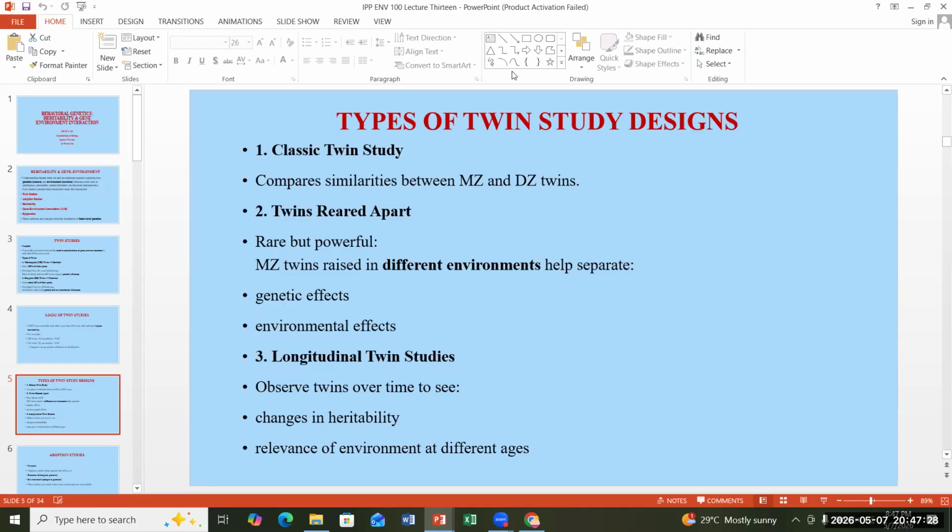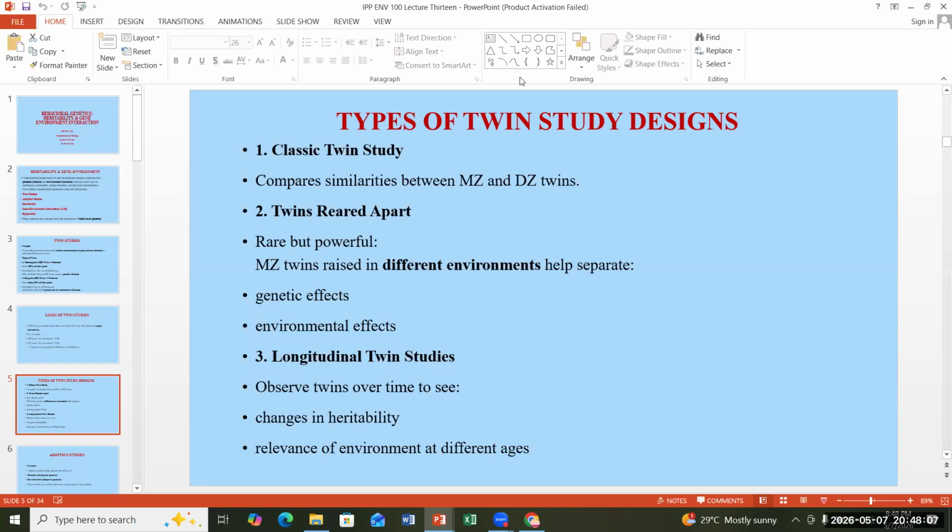The third type of twin study that is conducted is the longitudinal twin study, where we observe twins over a period of time, whether they are monozygotic or dizygotic twins. We keep on observing these twins for a long period of time. Their behavioral changes are observed for months and years, and we observe changes in heritability.